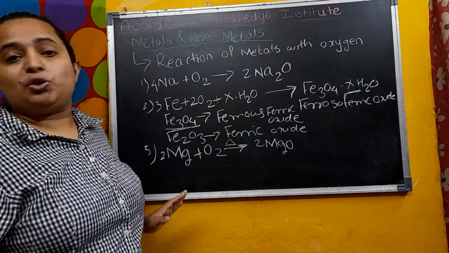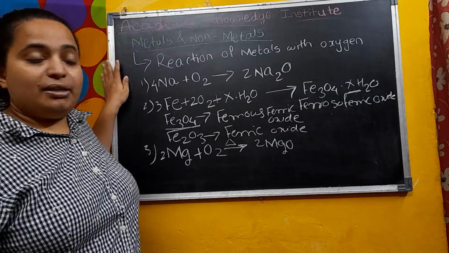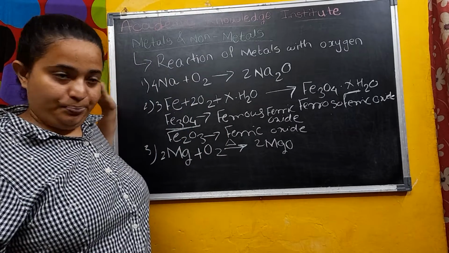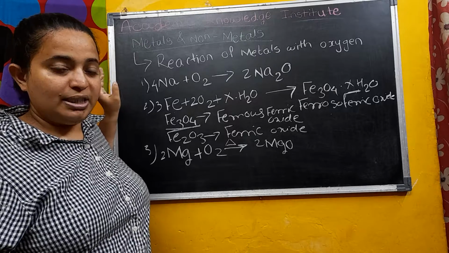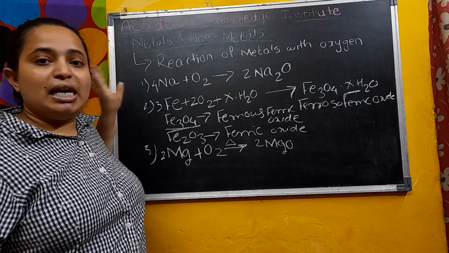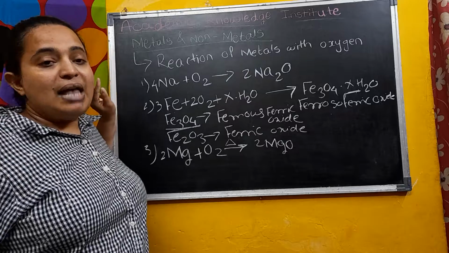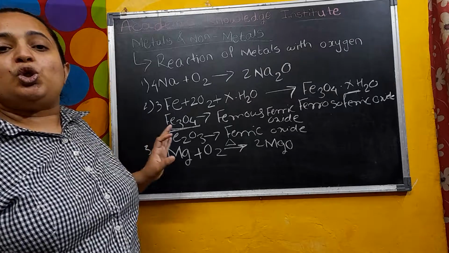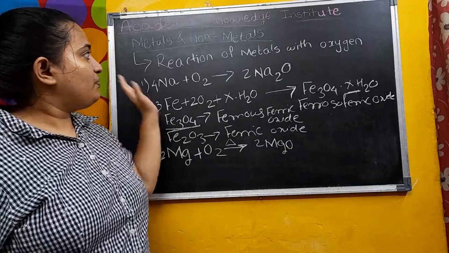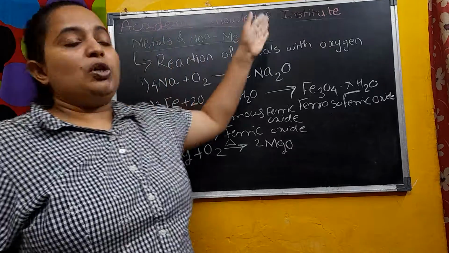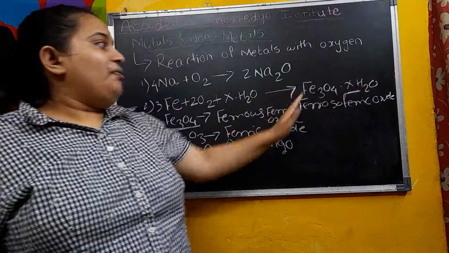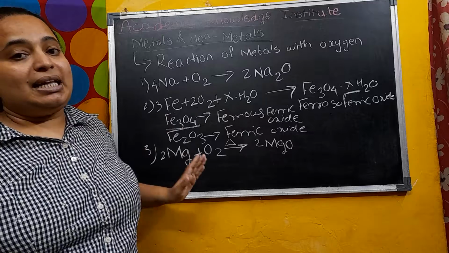Understood, students? Here we have four types of reactions: reactions of metals with oxygen, with water, with dilute acids, and with the solution of other metals. In that, first we studied the reactions of metals with oxygen. If anyone has any doubt, they can ask me.